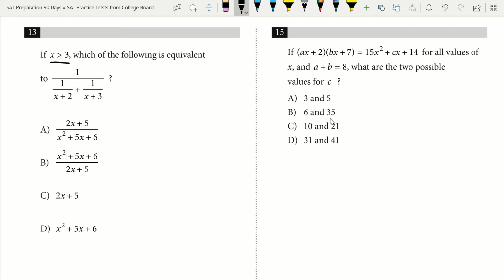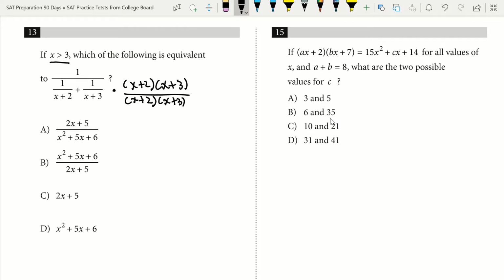So for 13, if x is greater than 3, which of the following is equivalent to 1 over x plus 2 plus 1 over x plus 3? All right, well, what we have to do here is multiply by (x plus 2) times (x plus 3) over (x plus 2) times (x plus 3).